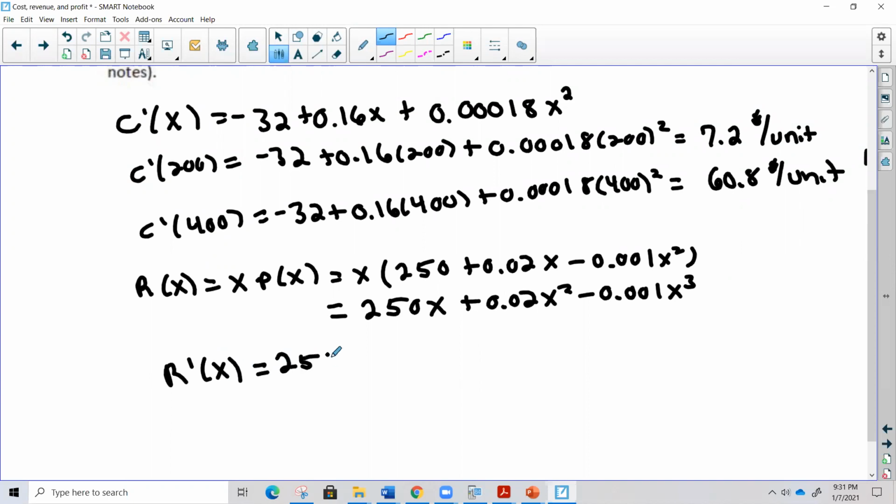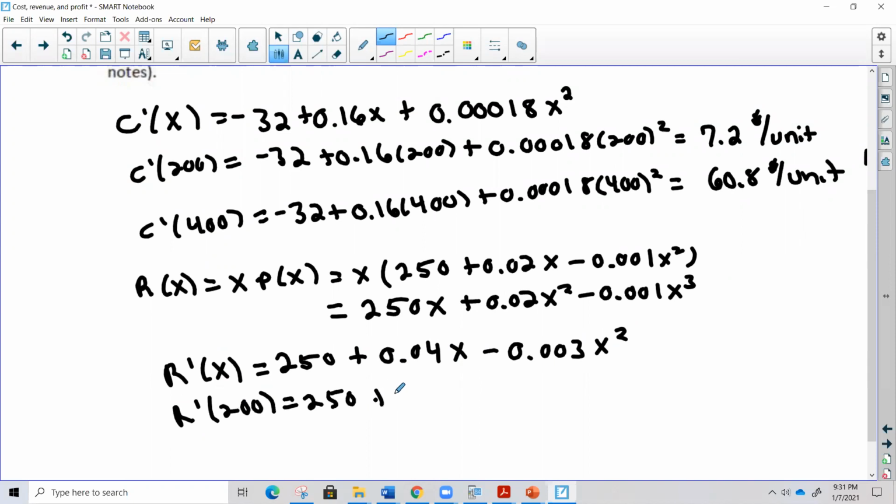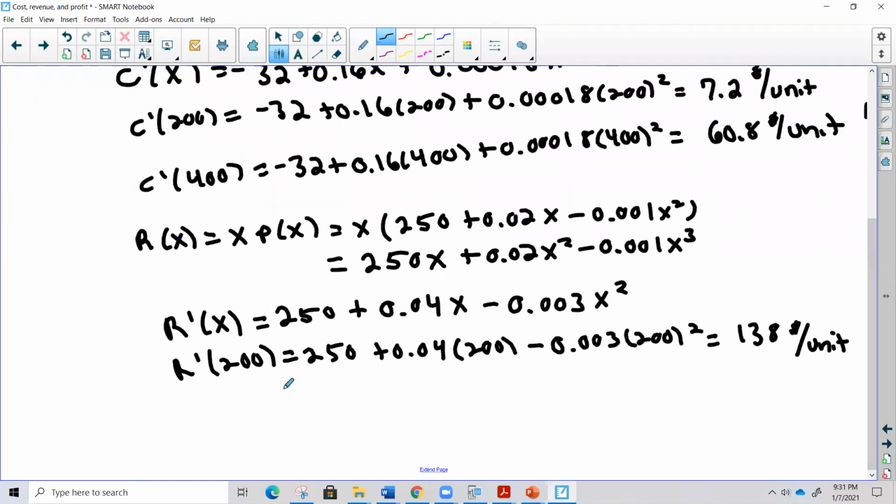So that gives me 250 plus 0.04x minus 0.003x squared. I'm going to plug in again 200 to this formula. Okay, and if you do that, you should get 138. Again, the units are dollars per unit. So again, this is telling me the revenue for the 201st item. So the revenue that you make from the 201st item would be $138.